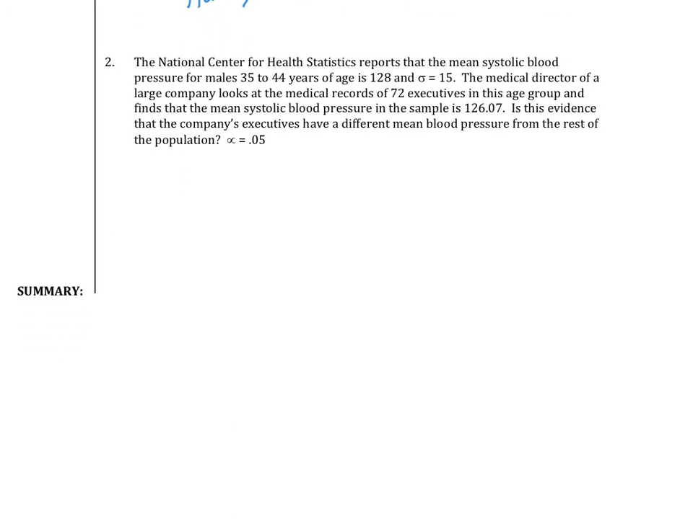And number 2 says the National Center for Health Statistics reports that the mean systolic blood pressure for males 35 to 44 years of age is 128 with a standard deviation of 15. The medical director of a large company looks at the medical records of 72 executives in this age group, and they find that the mean systolic blood pressure in the sample is 126.07. Is this evidence that the company's executives have a different mean blood pressure from the rest of the population?